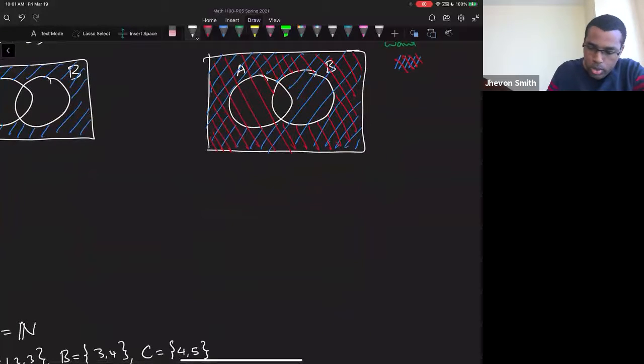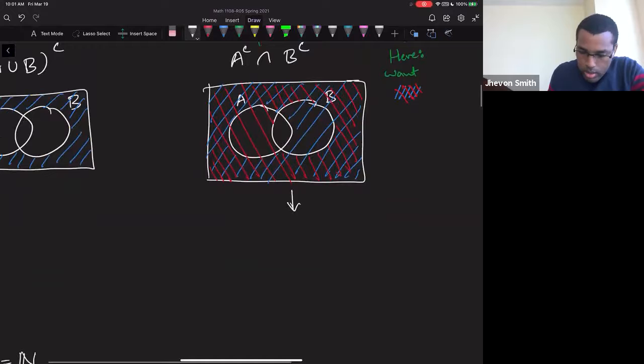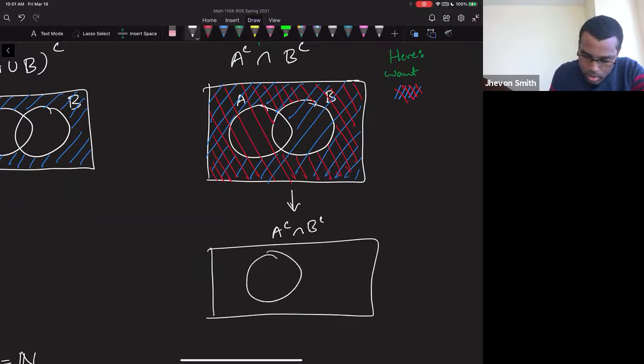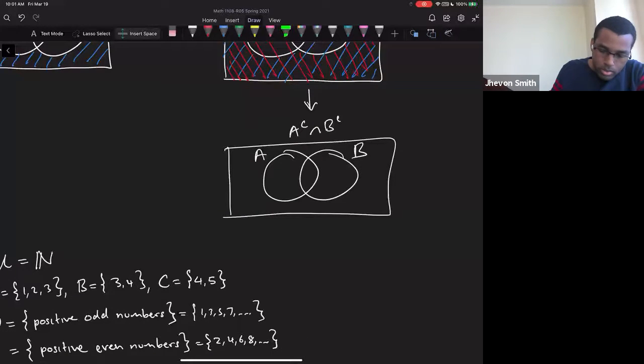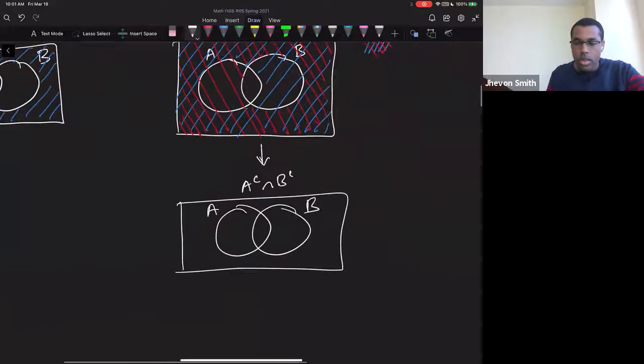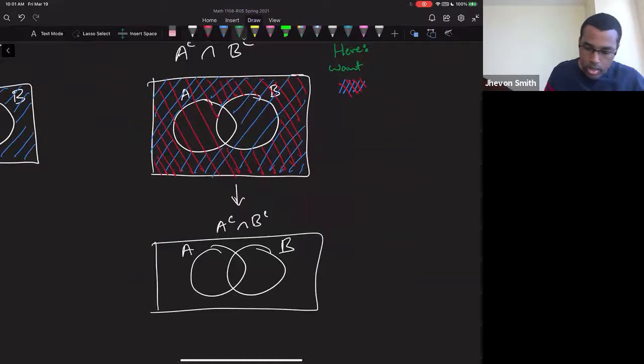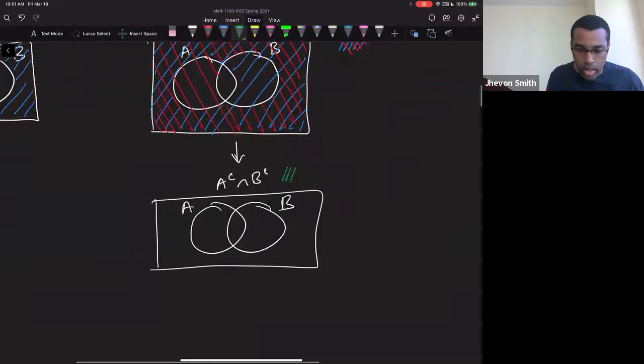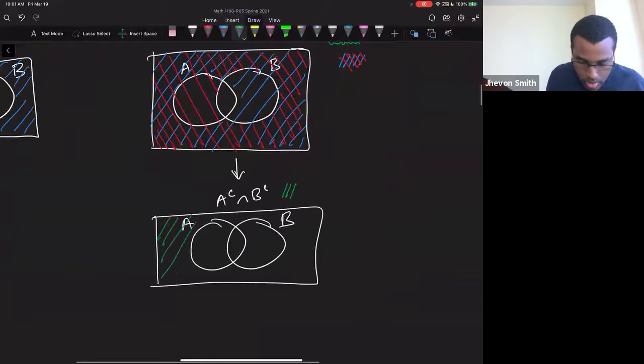So that leads me to, let's say A complement intersect B complement. I want the part with both shadings. So if I were to shade the parts that have both shadings, all the parts that have blue and red at the same time, I need both for the intersection. That would be that.